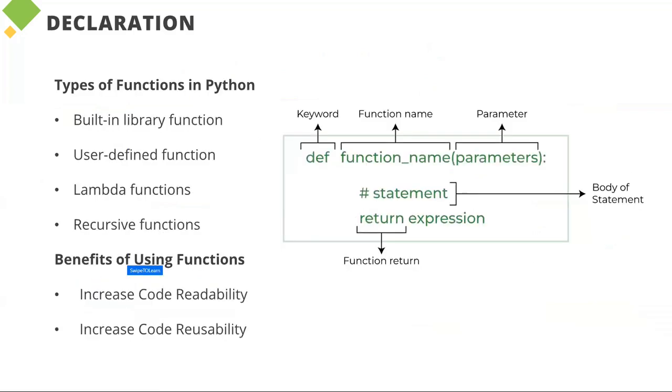Okay, like this. So let me see the types of functions. We have 4 types of functions: built-in, user-defined, lambda, recursive. We'll be discussing all these functions in the coming videos.